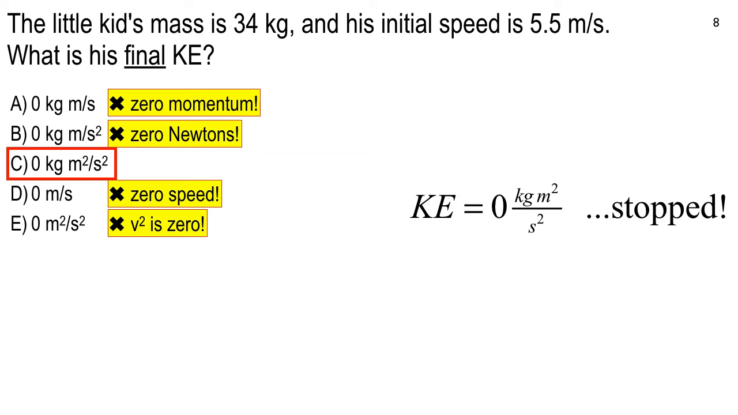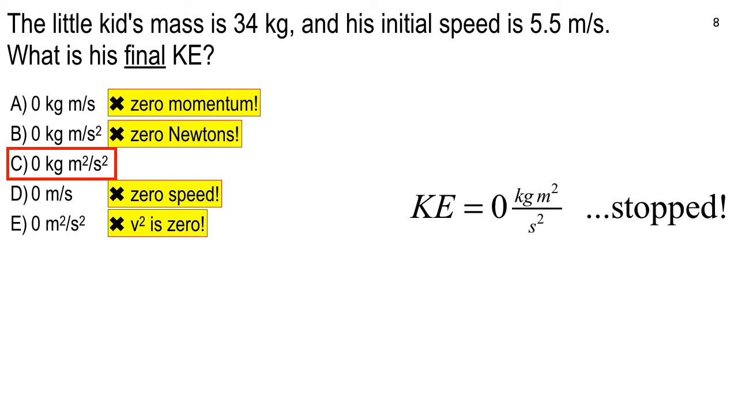Now, this last one is a little bit trickier because nobody goes around asking, what's the V squared of the rabbit? Or what's the V squared of the satellite? But V squared is used in a calculation, so it is tempting. But that's what this is. It's V squared. It's not kinetic energy. It's not kilogram meters per second squared. It's just a V squared.